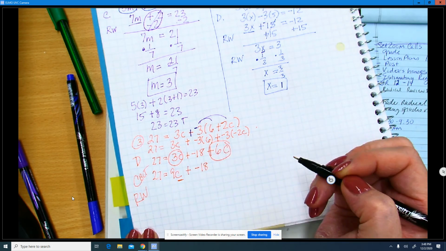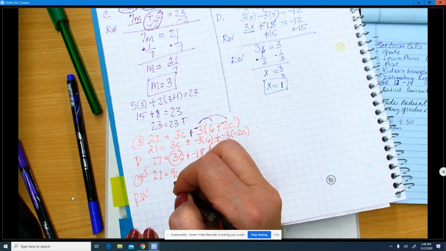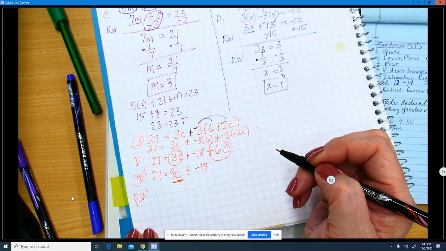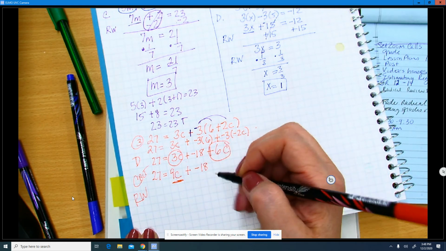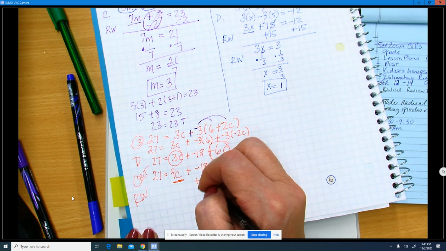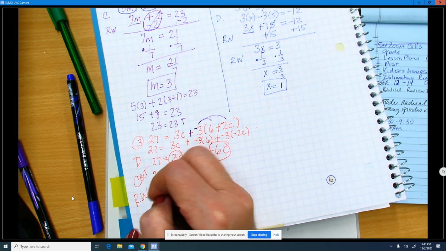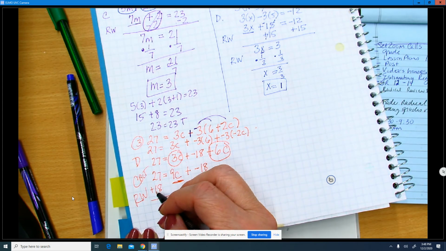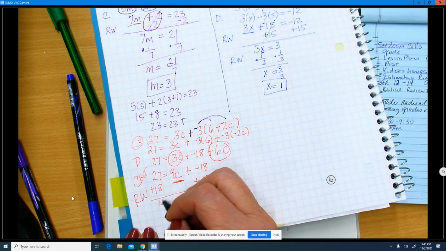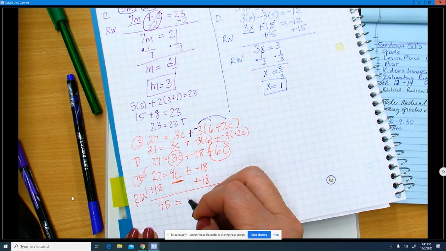C is my ultimate goal, so I want to isolate that variable term to start off with, which means I have to eliminate the negative 18. Opposite of a negative is a positive, so I add 18 to both sides. 27 plus 18 is 45, so 45 equals 9C.